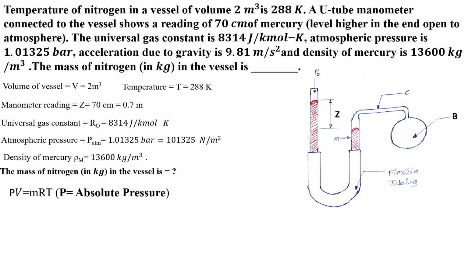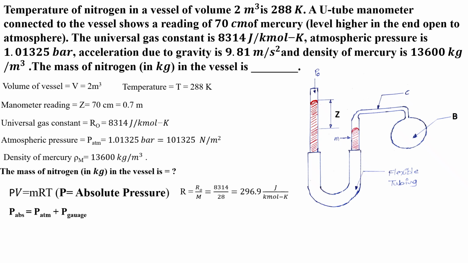So we know the equation PV equals mRT. Here P is the absolute pressure, but in the data it is given the atmospheric pressure and the gas pressure. The gas pressure can be determined by the U-tube manometer. And here R is the gas constant, but what is given is the universal gas constant. We know the relationship MR equals R naught. Then R equals R naught divided by M. For nitrogen gas, M equals 28. Then the R value will become 296.9 joule per kilomole Kelvin.